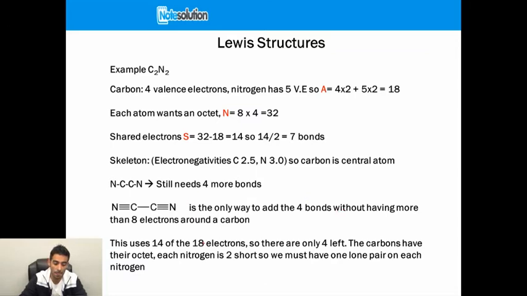So this is the only way to add 4 bonds without having more than 8 electrons around the carbon. Now, after adding those bonds, this uses 14 out of the 18 electrons that we initially had. So we have 4 electrons left. The carbons have their octet already satisfied, but each nitrogen is two electrons short from the octet rule. So this means that each nitrogen will get a lone pair. And then you can have the structure like this.